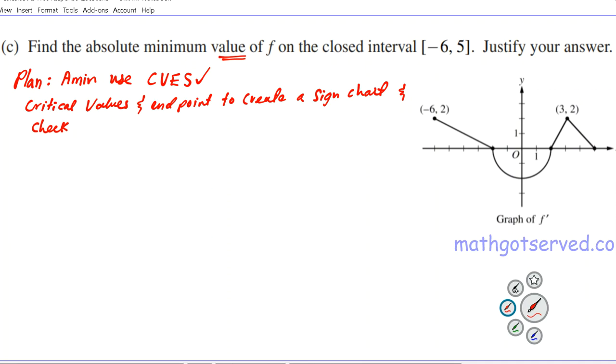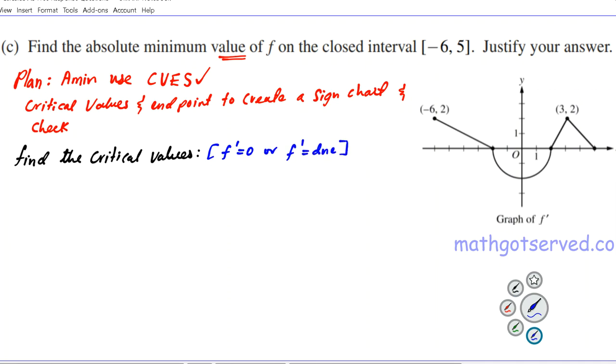Alrighty, so let's start with the first part, which is to find the critical values. How do you find the critical values? Well, the critical values are basically where f prime is equal to 0 or f prime does not exist. We have a graph that we're going to be using to solve these two equations. What we notice in this graph is from -6 to 5 the function is continuous, so it's defined everywhere. There isn't any discontinuity happening here.